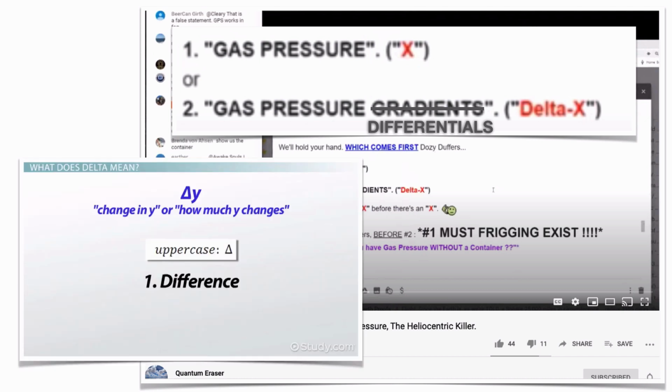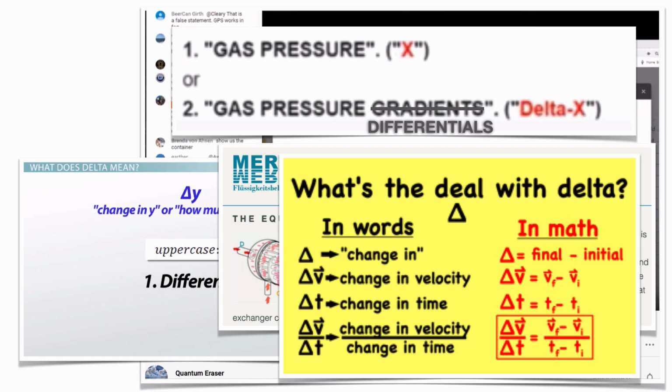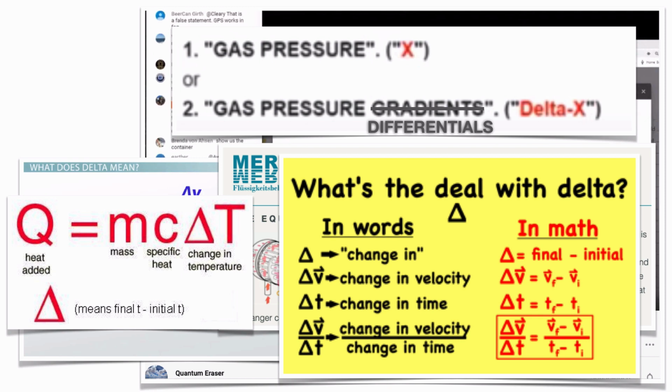What does delta mean? Delta means difference or change in. So delta Y is change in Y. All right. And here's an example of something with a heat exchanger. So you've got delta T, T2 minus T1. You've got a physics lesson, delta V, change in velocity, delta T, change in time. And they actually define them over to the right. It's final minus initial, delta. And this is a chemistry example, mass times specific heat times the delta T, or the change in temperature. And they even define it, final T minus initial T.